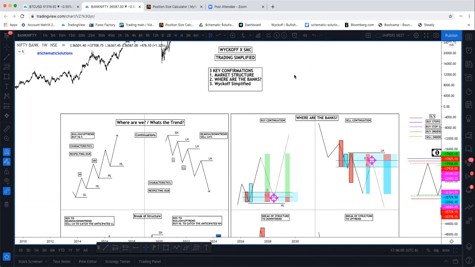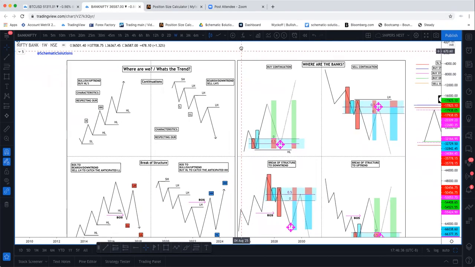So now the first three key confirmations that I really look for, the very first one is going to be market structure. We're going to get relatively deep into each one. Number two, it's going to be where the banks. We're ultimately looking for certain type of candlestick patterns. And then three, I'm just simplifying Wyckoff, really showing you guys how we get the tight stop losses and the big risk rewards. So let's get into it.